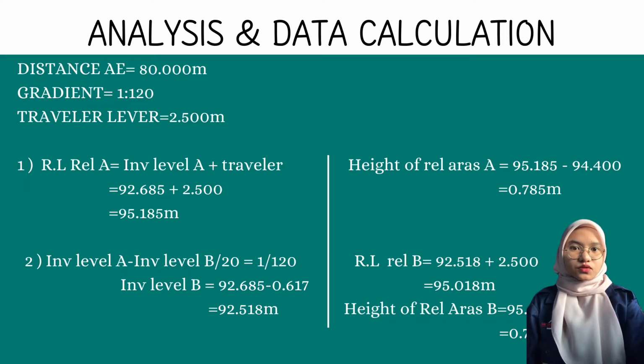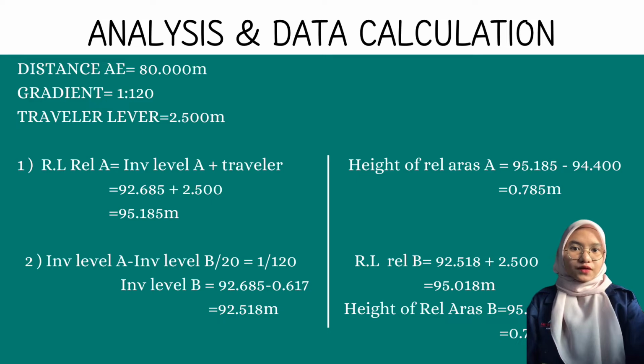So first, we must find the reduced levels of the sight rails at A to E. So the formula is reduced level of the sight rail equals invert level plus length of traveller level. For example, reduced level of the sight rail A equals 92.685 plus 2.5 and the answer is 95.185 meter. So you guys can use this formula to find the reduced level of the sight rail at B, C, D and E.